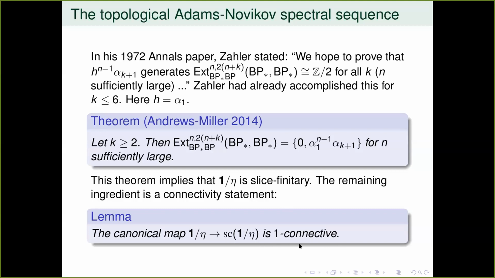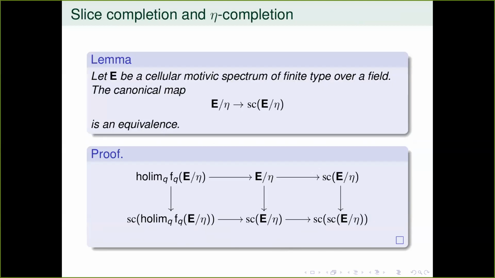And this will be the start of an induction, which then proceeds to prove the following lemma. If you have a cellular motivic spectrum of finite type, then the map from the cone on multiplication by eta on E to its slice completion is an equivalence. So E mod eta is slice complete if E is cellular of finite type. That's the lemma. And here's the proof. We look at this map, the middle vertical map in this sequence. The fiber of the map to the slice completion is the homotopy limit of the Qth effective covers. And then we map down to the respective slice completions.